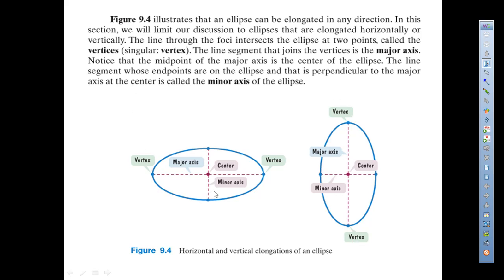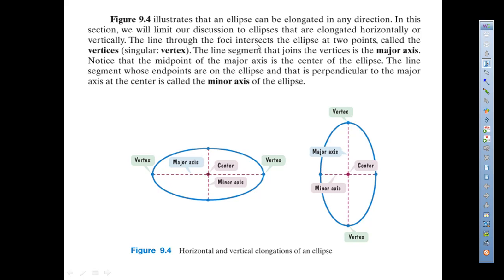All right, now, here's the center again, and of course there's the center again. Figure 9.4 that we're looking at right here illustrates that an ellipse can be elongated in any direction. We're primarily going to look at the ones that are horizontal, like this one, or vertical elongation, this way. There are situations where you have elongation along a diagonal. We're not going to look at those, don't worry.